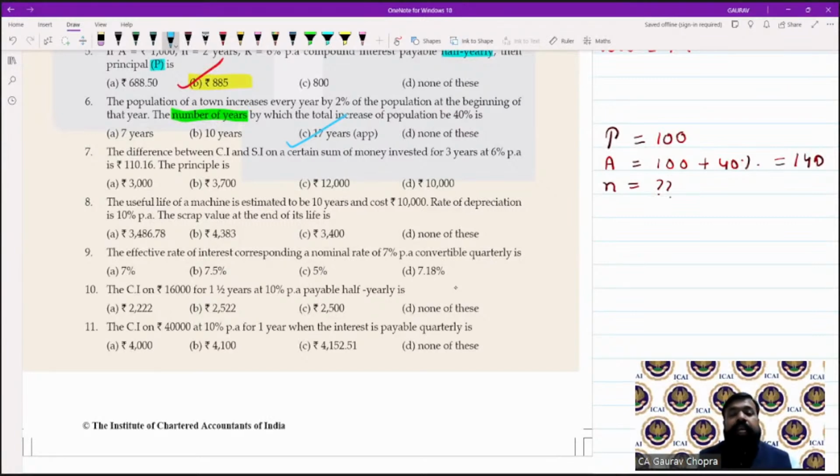Then comes the next one, question number 7. The difference between CI and SI on certain sum of money invested for 3 years at 6% per annum is 110.16. Then find the principal.